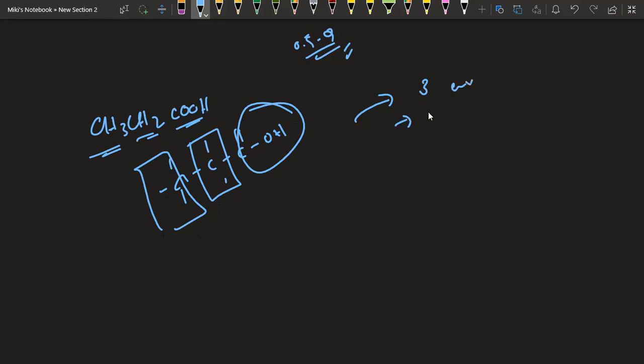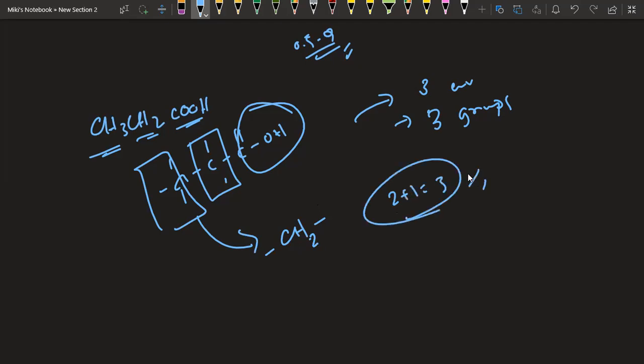Then we have 3 environments. That means 3 groups are there as well. 3 groups, fine. Then what groups are responsible for which portion? For the CH3 group, we would see its adjacent group, which is CH2. CH2 has how many hydrogens in it? 2. So 2 plus 1 is what? 3. That means we will have a triplet present here.